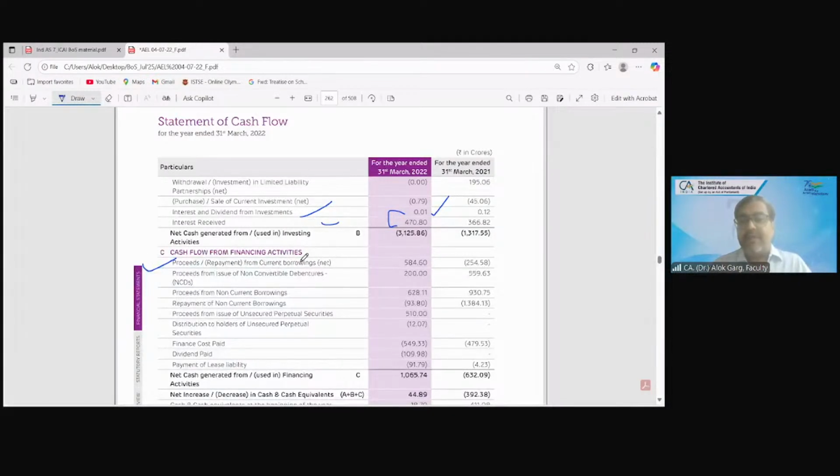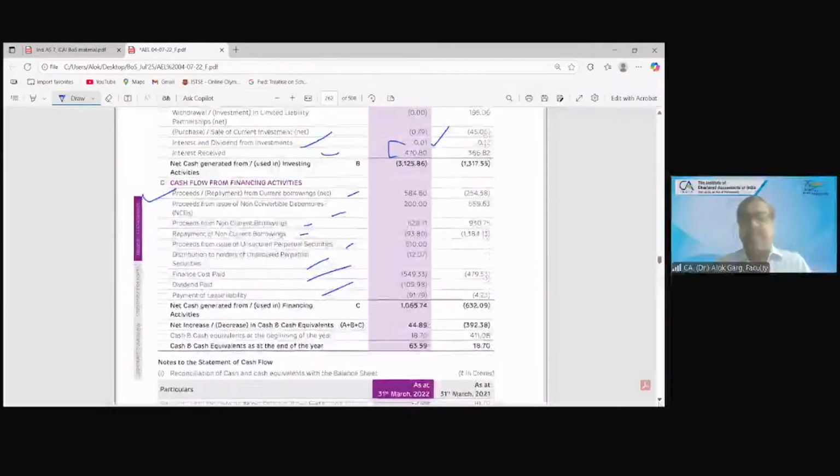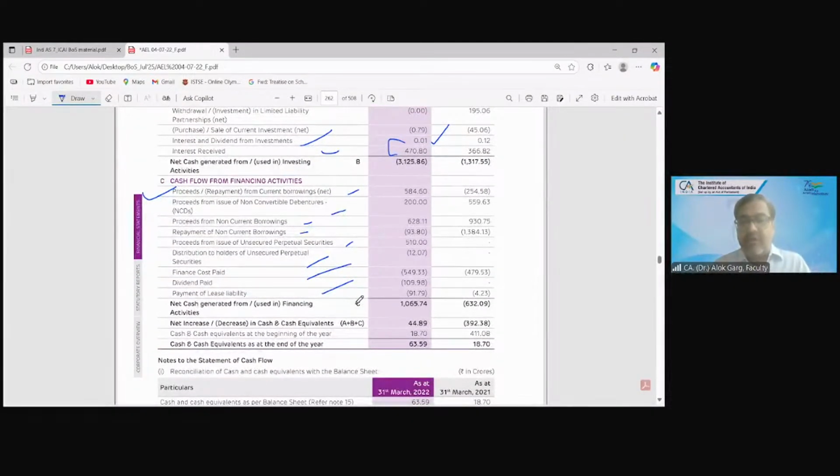Then there is the cash flow from financing activity. Proceeds and repayment of borrowings, issuance of debentures, proceeds from long-term borrowing, repayment of long-term borrowing, payment from issue of unsecured securities, finance cost paid, dividend paid, payment of lease liability. So these are your financing activity items. Then A, B, C. Your A, B, C are operating activity cash flow, investing activity cash flow, and financing activity cash flow. Then all the total of operating, investing, and financing, right? You will get a cash flow of 44.89 crores.